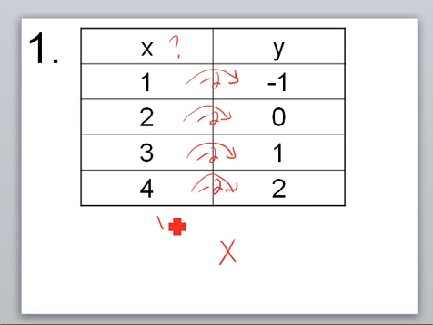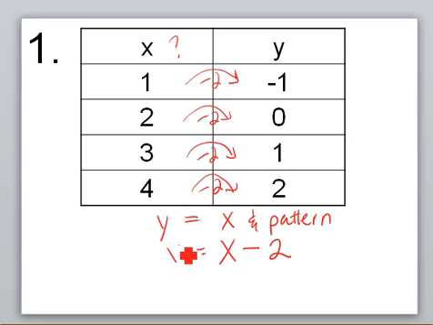So back on the other side, it said we're going to write the equation as y equals x and the pattern. Well, the pattern is that we are subtracting 2 from every x value. So the rule is going to be simply y equals x minus 2.